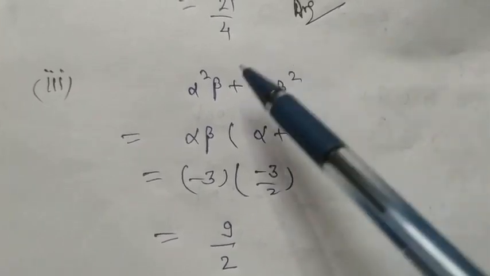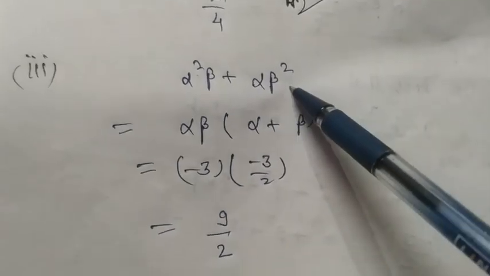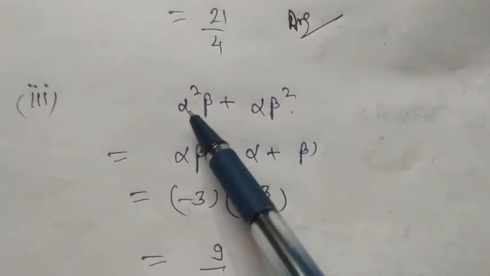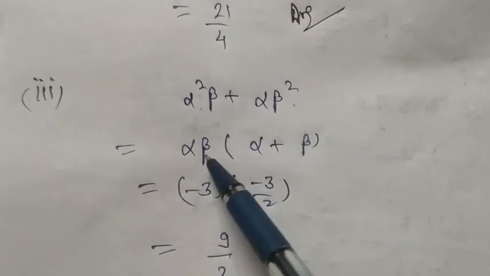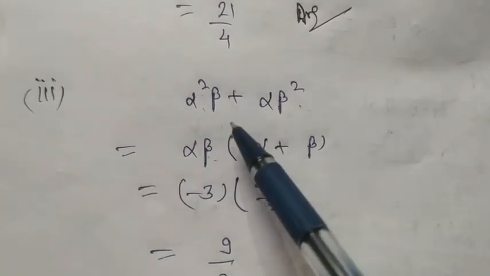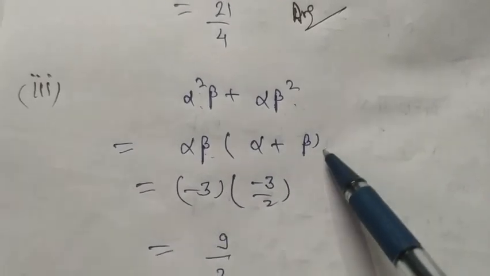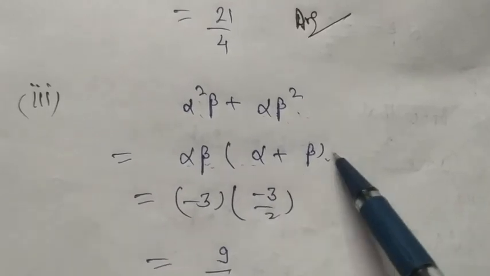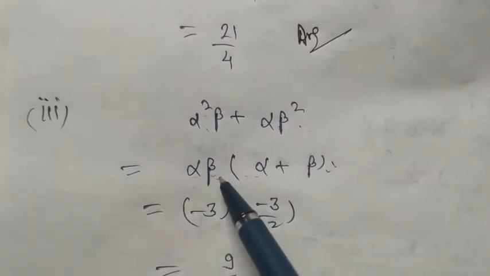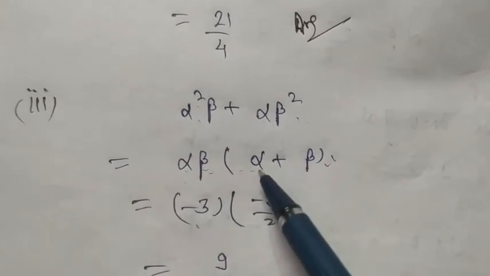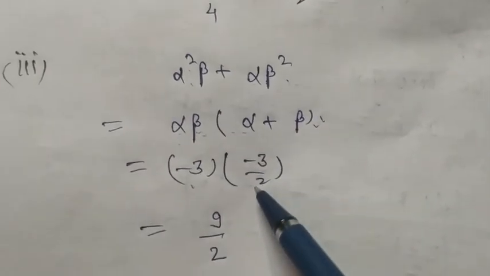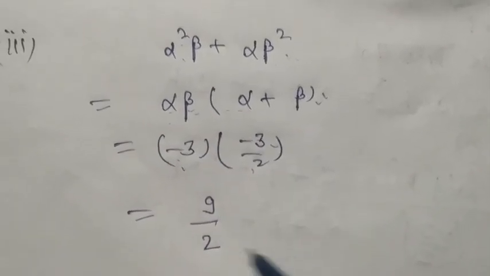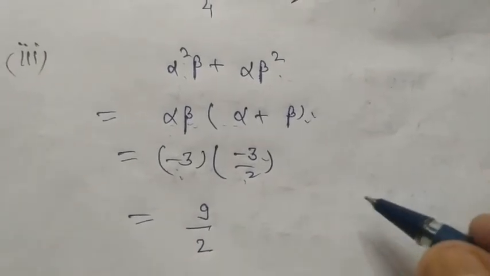Okay, now third question, alpha square beta plus alpha beta square. Listen, can you take common? Yes, we can take common. See, in both the two terms alpha beta can be common. So when you take alpha beta as common, in bracket alpha plus beta will become. Okay, now you know the value of alpha beta, and you know the value of alpha plus beta also. The value of alpha beta was minus 3 into the value of alpha plus beta was minus 3 by 2. So when you multiply it, minus minus will become plus, and 3 into 3 is 9 upon 2. So in this way you can find the value.